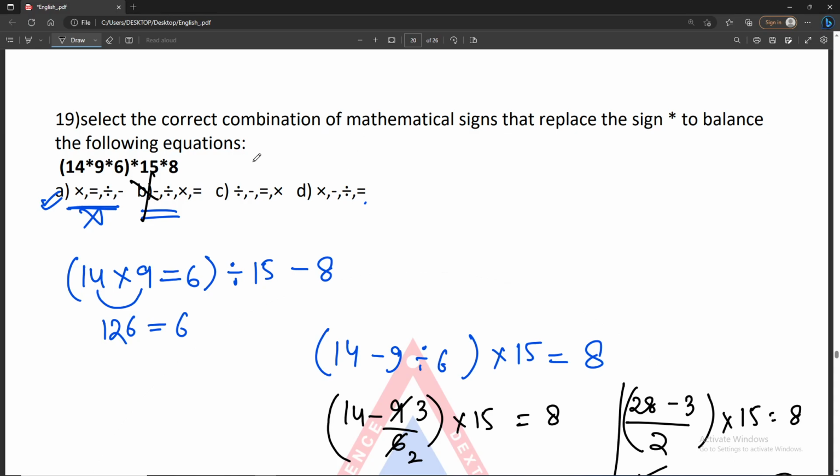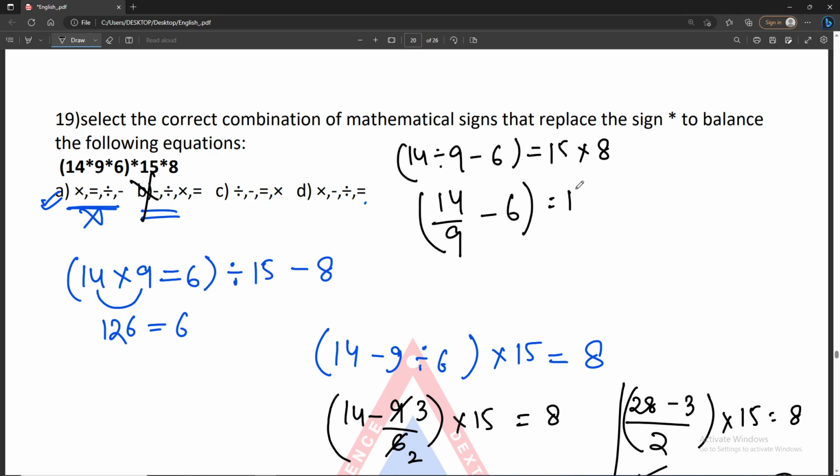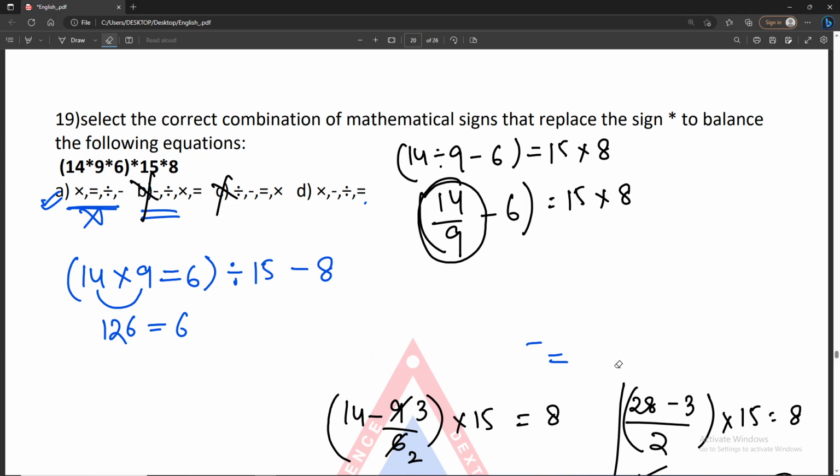Let's take the third one. Third one states 14 divided by 9 minus 6 equals to 15 multiplied by 8. We can see 14 cannot be divided by 9. So option C is also incorrect. So I'm rubbing this one.